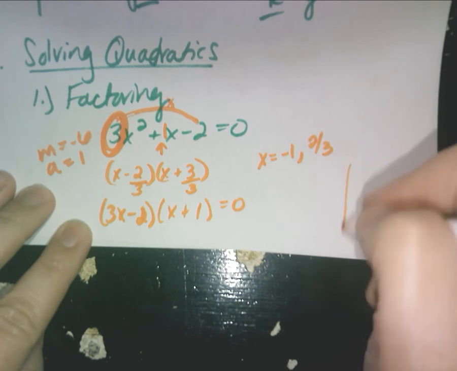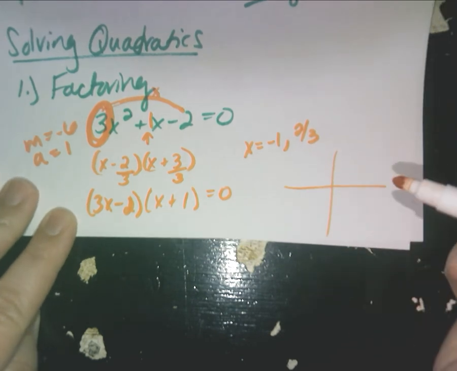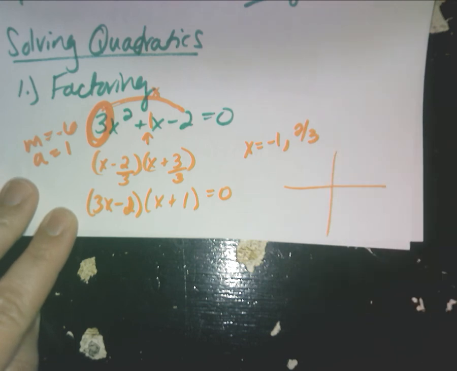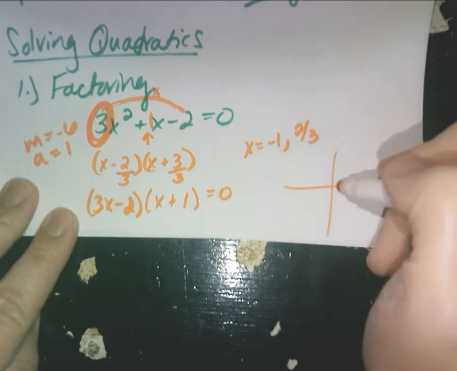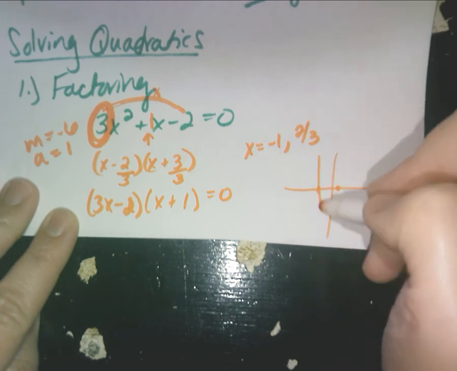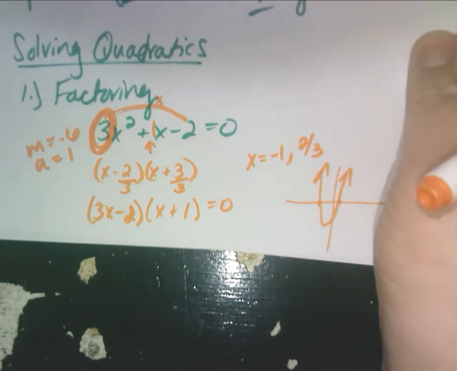Those two numbers right there, you should remember it from last year. That is actually where the quadratic will intersect the x-axis. Those zeros are called x-intercepts. So at 2/3, which is like here, and then negative 1, which is here, that's where it would intercept the x-axis. It's really important because you have to learn how to do this without a calculator.